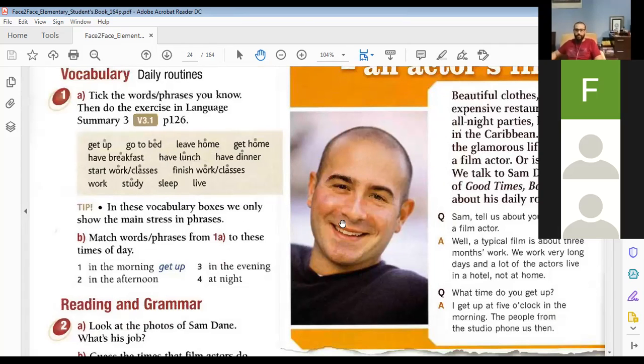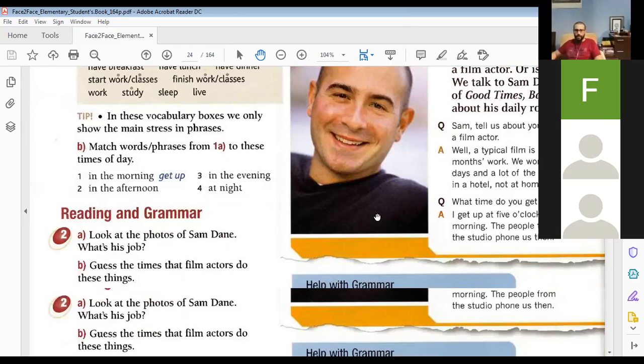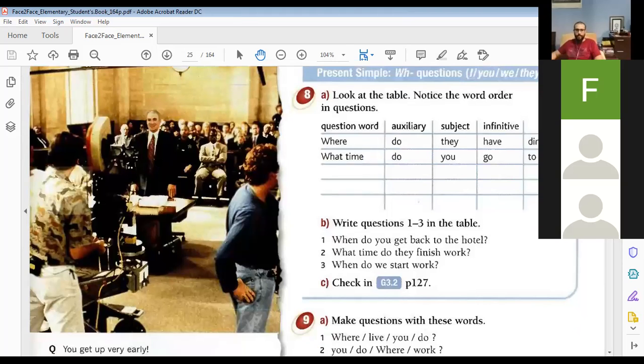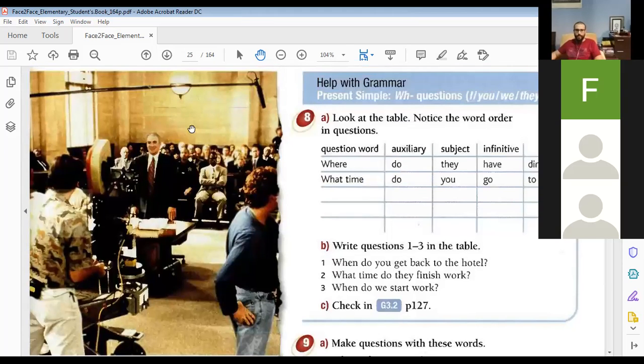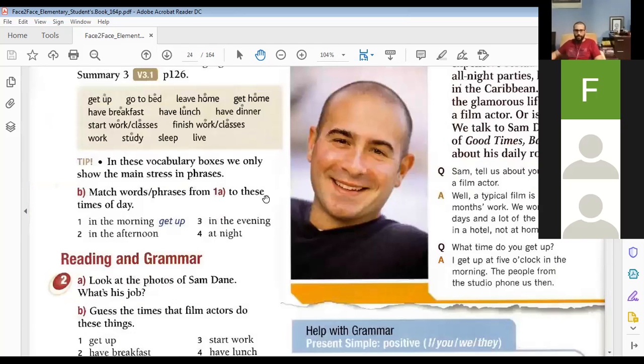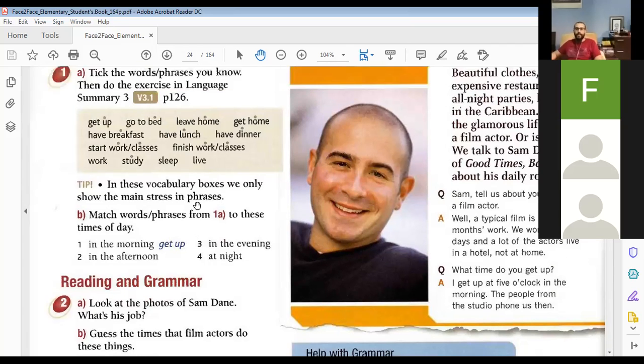Can you see him in the photo? Yes. What's his job? What do you think? Let me show you the other photo. This is him. What do you think his job is? What's his job? What do you think? He's the same person. What do you think his job is? Can you guess? What's his job? Fatima, what's his job? I think he's an actor. Correct, he's an actor. Okay, what do you think?